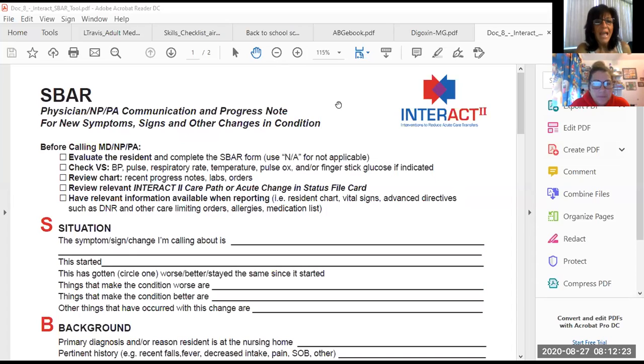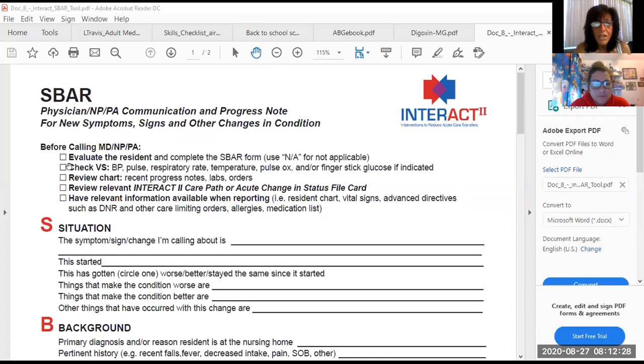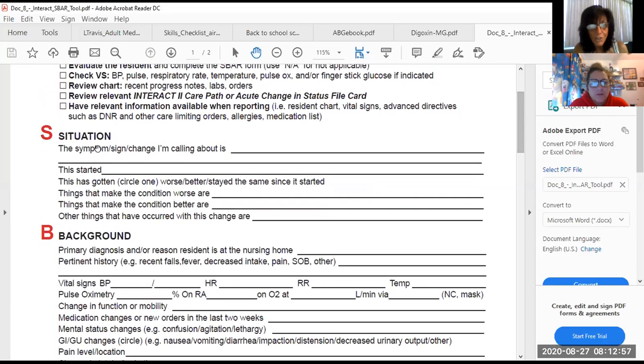Okay. And so before you call the doctor, you have to evaluate the resident or the patient, right? You have to get vital signs, all of them, not just the heart rate, like what's her blood pressure, that's important too, right? And you have to look at the patient's chart so that you know what's been going on with the patient. You have to review the relevant care path, and we'll talk about that. And then relevant information like their allergies, advance directives, are they a DNR, DNI, DNH, do not hospitalize, do not intubate, right? So when we go down and look at the document, we see situation: the symptom, the sign, the change, whatever I'm calling about.